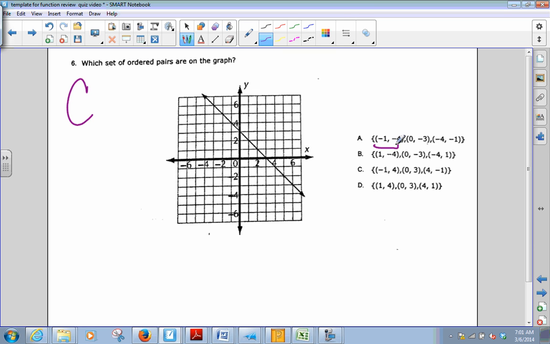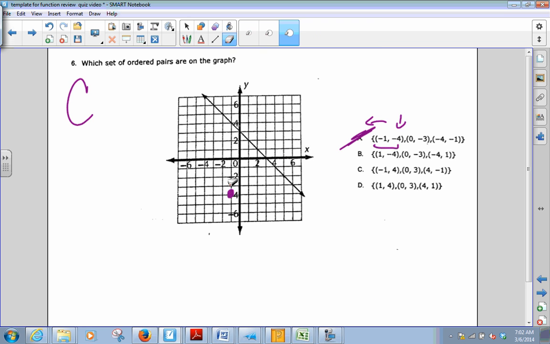Negative 1, negative 4. Let's see if that point lies on the graph. If I go over negative 1 and then down, remember, this says I'm going to the left because it's negative, and this says I'm going down 4 because it's a negative. So I go left 1 and then down 1, 2, 3, 4. Negative 1, negative 4 is right here. The line is right there. Because that point is not on the graph, I know that's not the right answer.